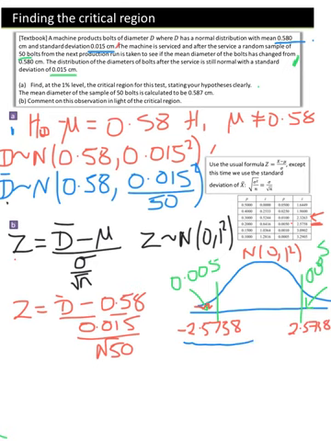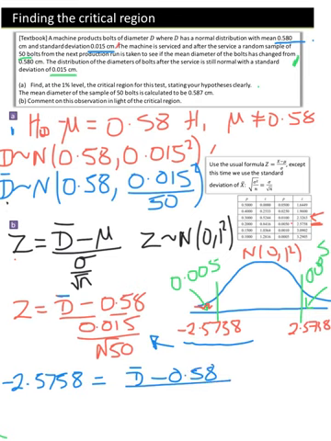Now substituting this value into this formula here for my Z value, I can therefore work out my value for D. So this would give me minus 2.5758 equals D minus 0.58 all divided by 0.015 over root 50. And if I rearrange that, I will get my value for D to be 0.5745.